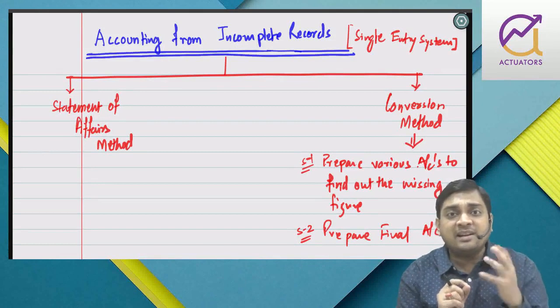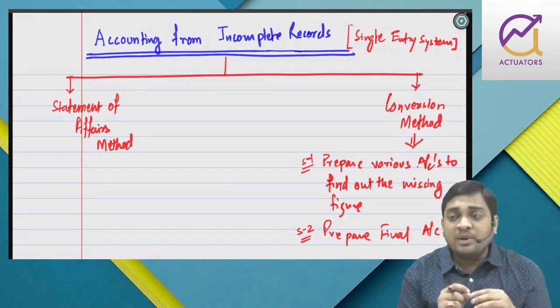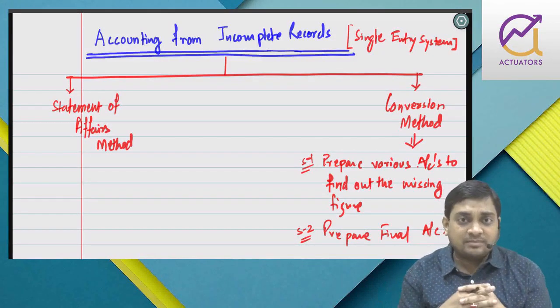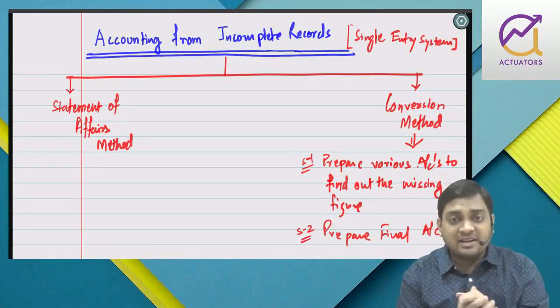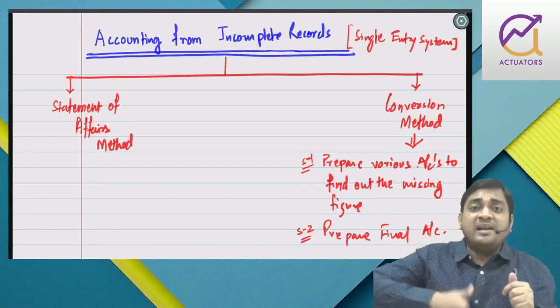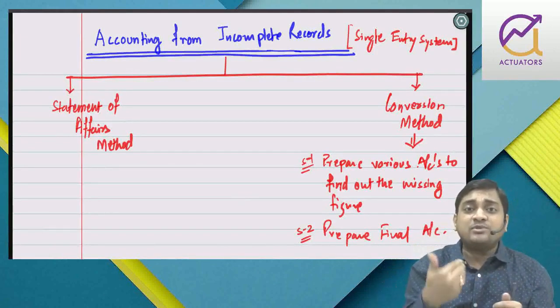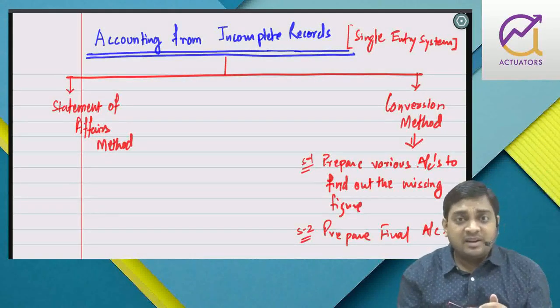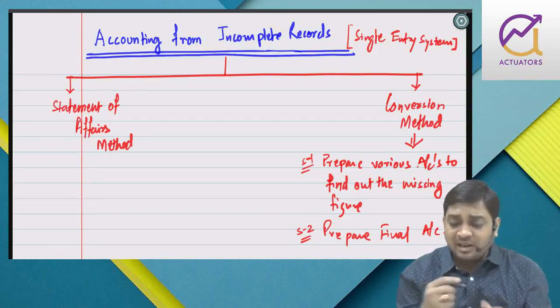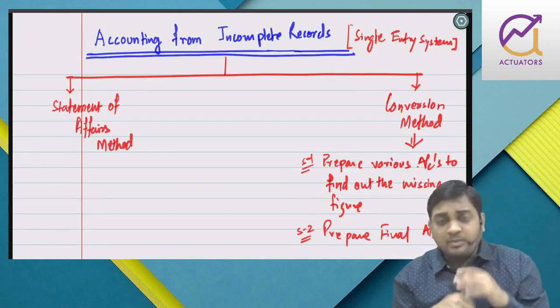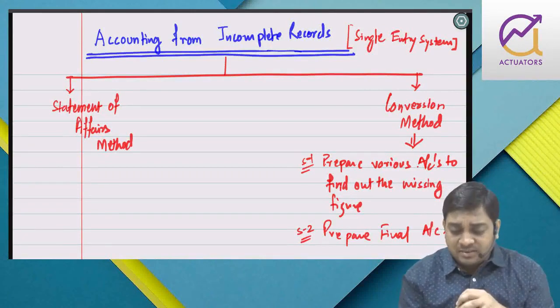Some prepare only debtor and creditors ledger, some prepare debtor, creditors plus cash and bank, some also maintain purchase day book, sale day book along with debtor and creditor. So in that case you will find different types of problem where different types of figure will be missing, right? Different types of problem and different types of figure will be missing, and accordingly we have to calculate that and prepare final account. Is that fine?